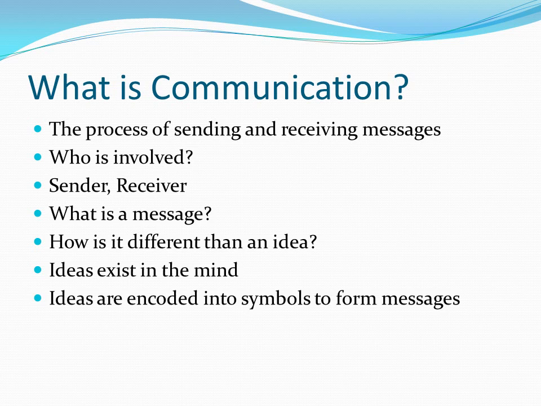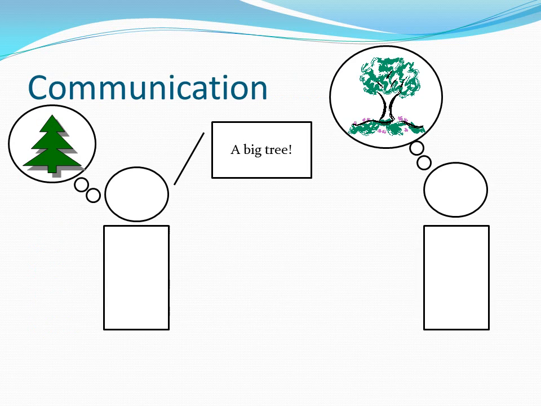You have to go through a process that we call encoding to turn your idea into symbols to form messages. You have to use things like words and written language and images and gestures and facial expressions, none of which have inherent meaning of their own. Those are all symbols. It's a kind of code that we've all agreed means something. Then the receiver has to decode those messages back into ideas in their head. And that's when the communication process is completed.